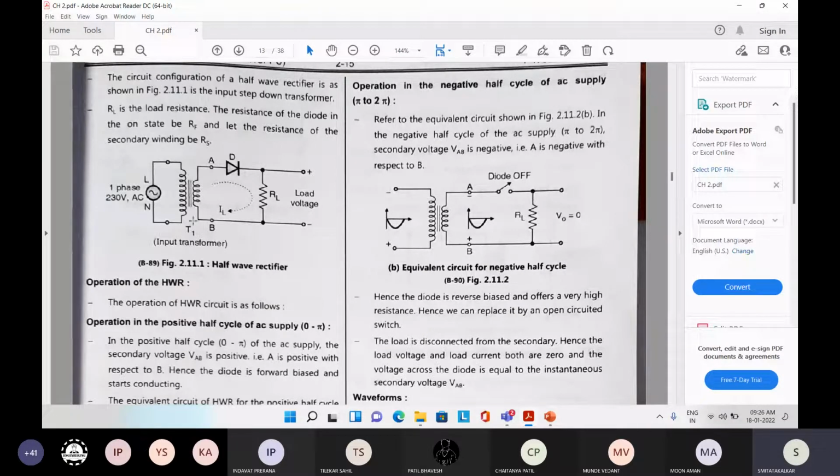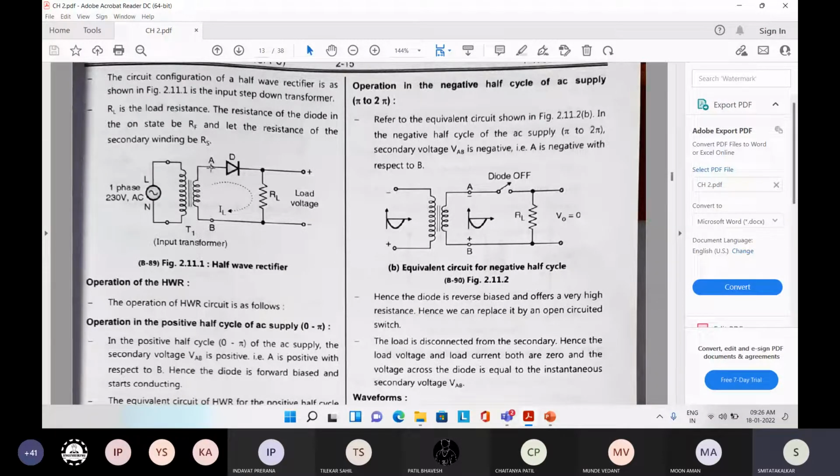These two lines are connected to the coil, the primary coil, and here the secondary coil. Primary transformer, here secondary transformer, and this transformer is known as a step down transformer. Then point A and point B are connected here.